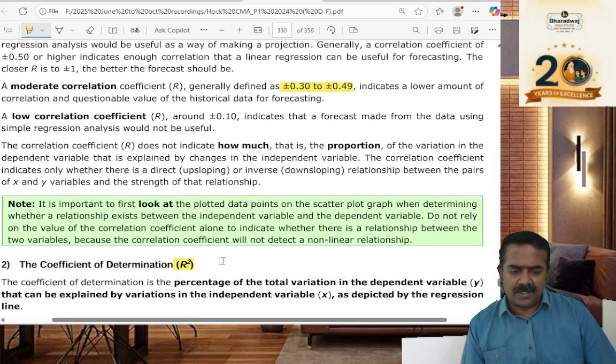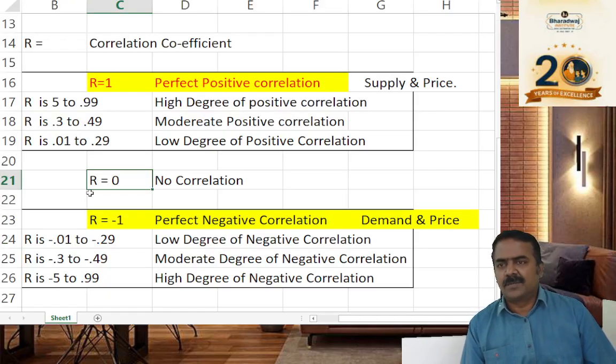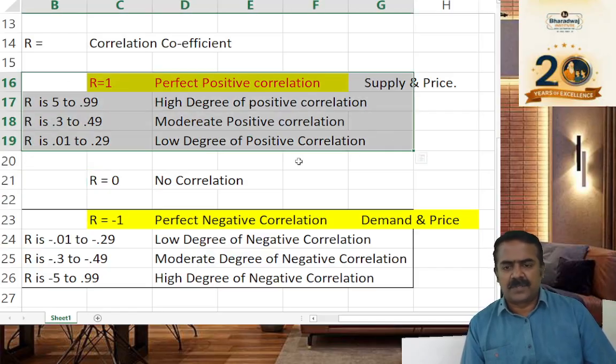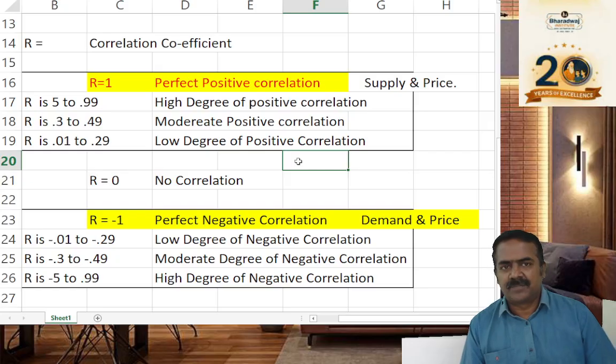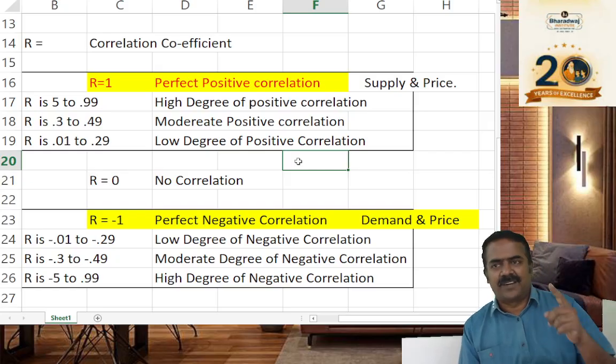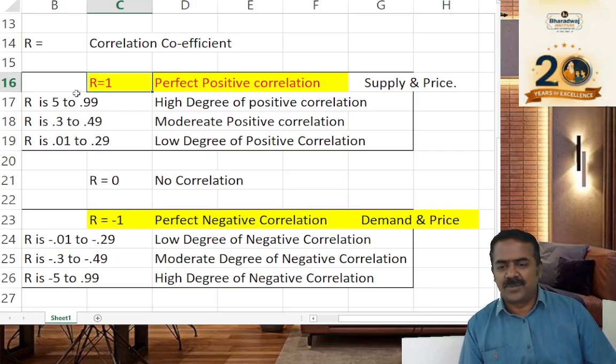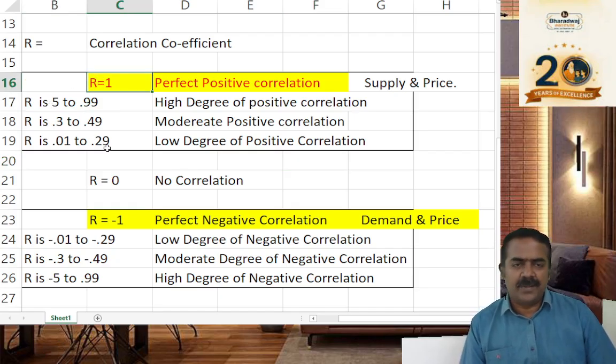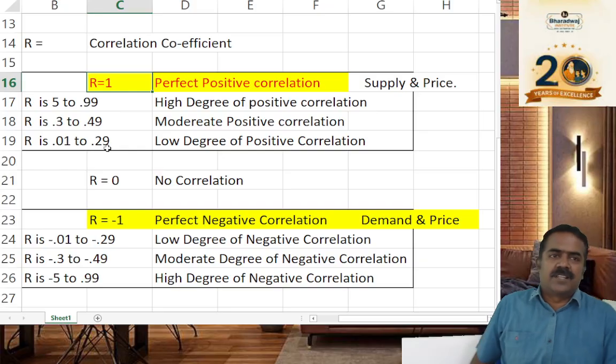R squared is nothing but percentage. R squared is nothing but what? Same thing, you express it in percentage, that is called as what? R squared. There is the next level. It is not the square of R. R squared means correlation expressed in which one? Percentage. If R squared is 100, what is the meaning?